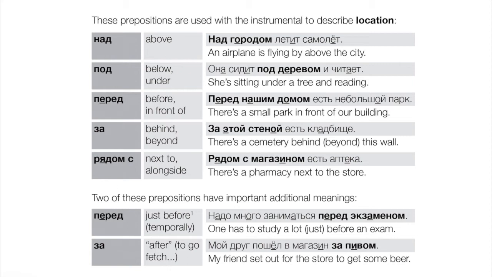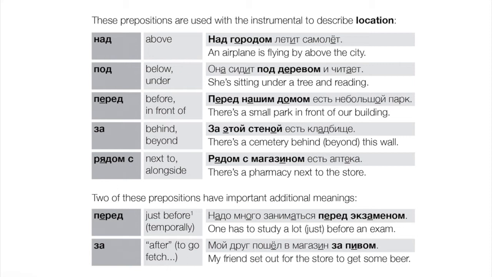Okay, two of these have additional meanings that are quite common. Перед, in a temporal sense, means just before. Now remember, we learned earlier that до also means before, but до plus the genitive can mean at any point prior to something. Перед means something more like just before, right? Directly before. Надо много заниматься перед экзаменом, right? We need to study a lot just before the exam.